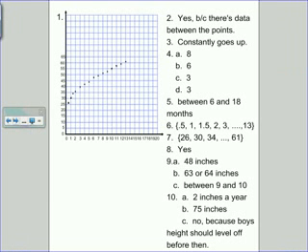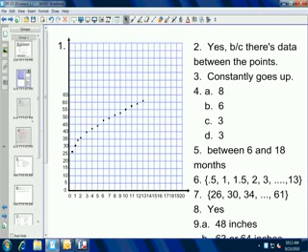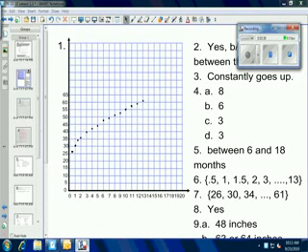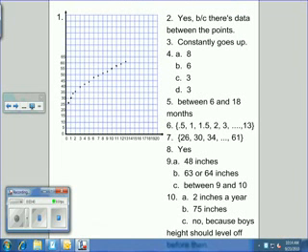Any questions about that? There's your homework answers. Take a second, look over it. Any questions about this?